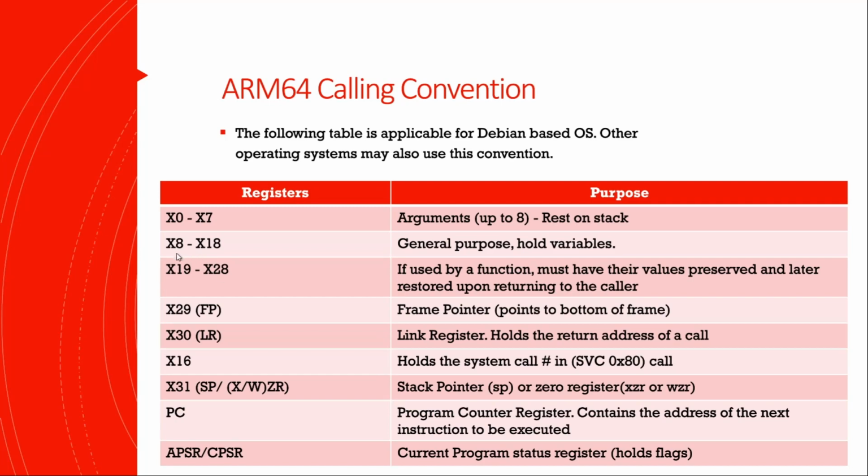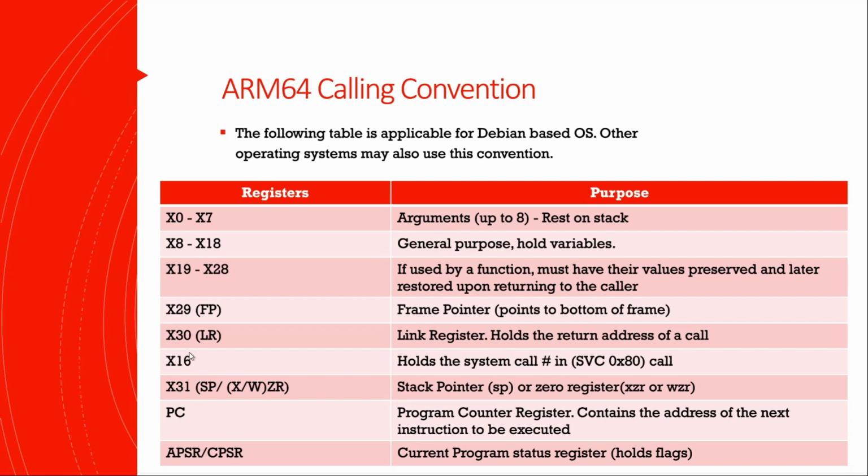Then we have the X29 register, which we can also denote using FP, which stands for frame pointer, and this always points to the bottom of the frame. Then we have the X30 register, which we can represent using LR, the link register, and this holds the return address of a function call. So the callee should always save this X30 or link register if it intends to call a subroutine, so that later after completion of the subroutine it can come back to the previous instruction.